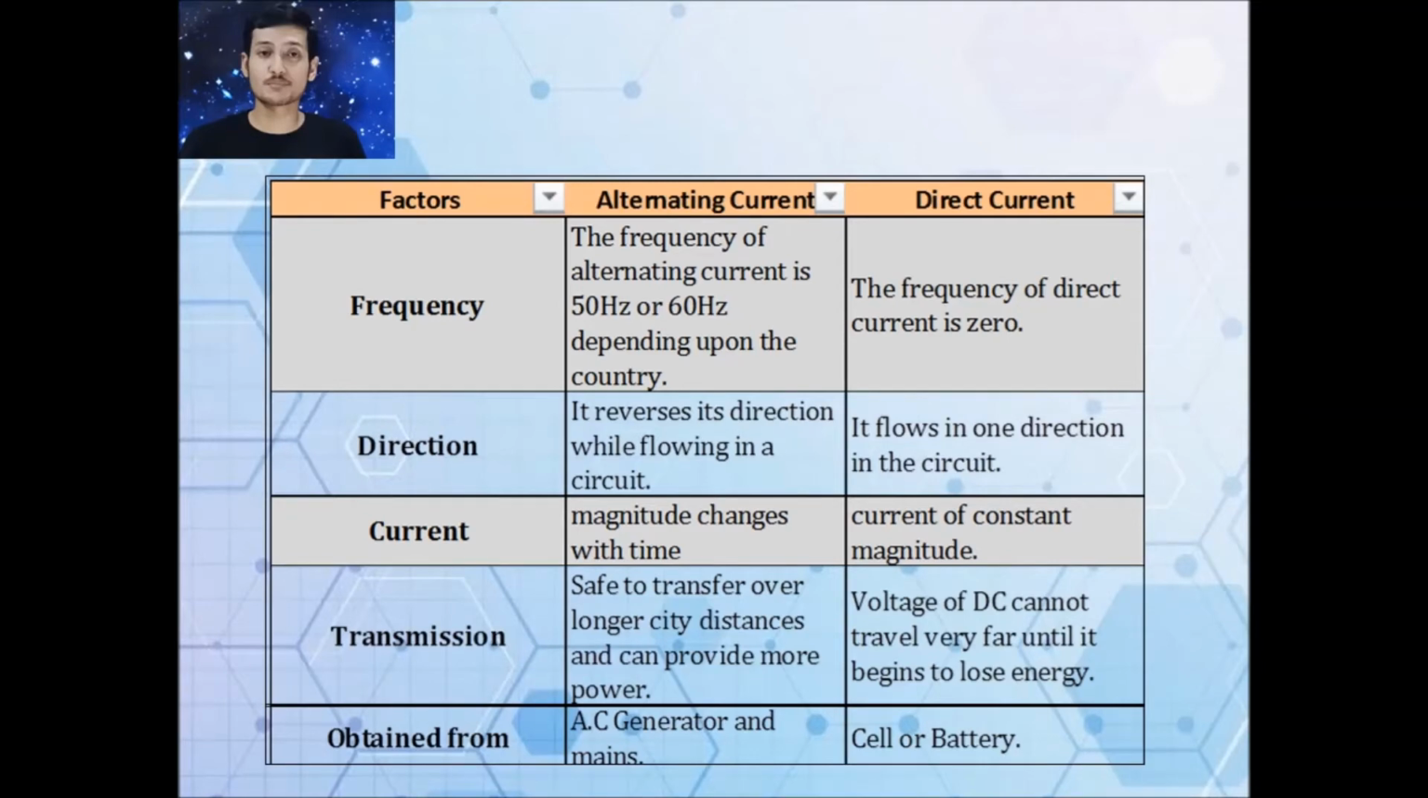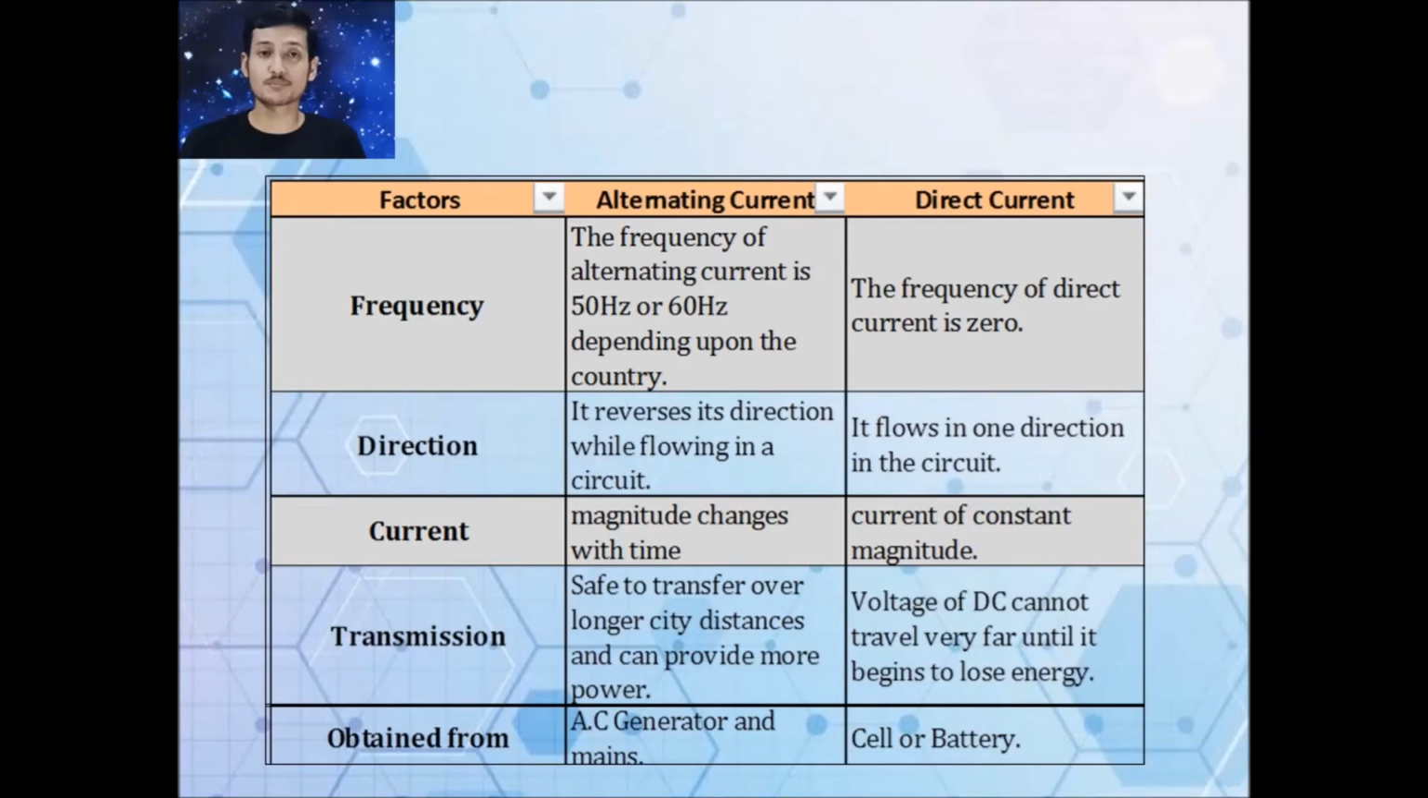Current: the magnitude of alternating current changes continuously with time. For direct current, in general we talk about fixed DC. In case of fixed DC, there is no change in the direction of current and no change in its voltage level also. The magnitude is constant, but we do have variable DC also.